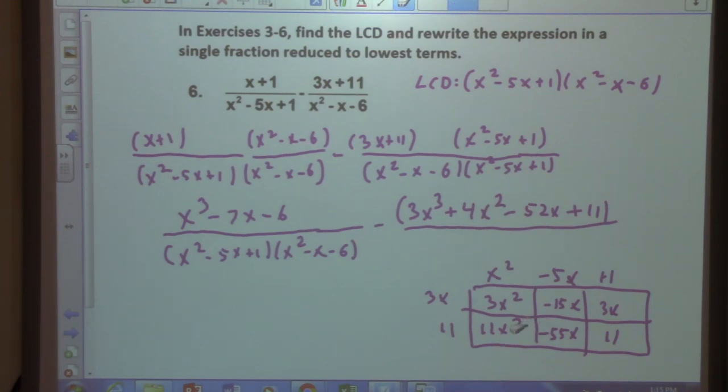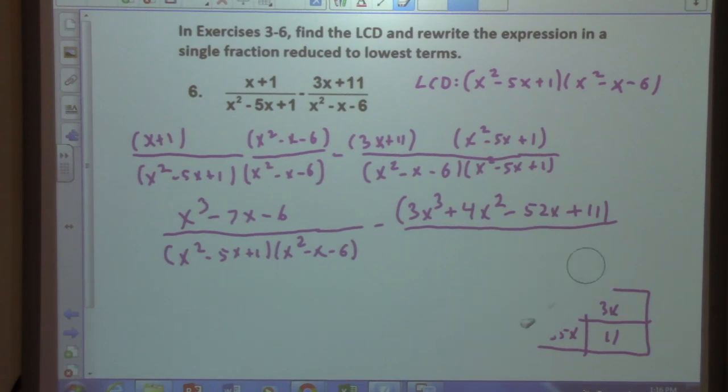Mr. G, on the second one, would you have to put negative for the 3x and 11? Or no? Since you're subtracting it, would you have to make it negative? Well, not yet, because what happens is I still have this in parentheses, right?